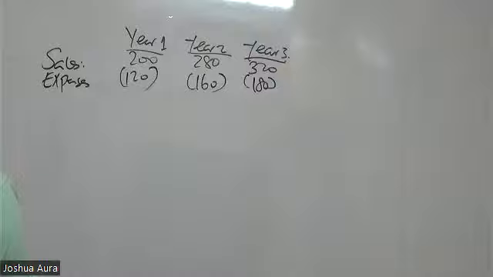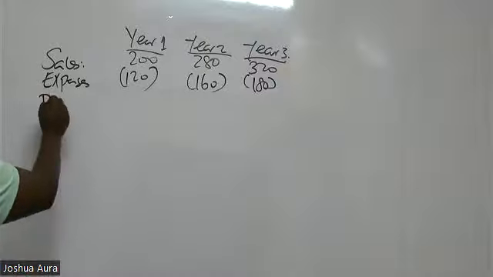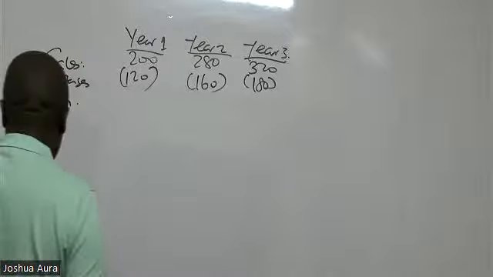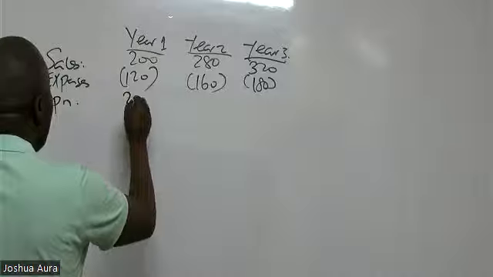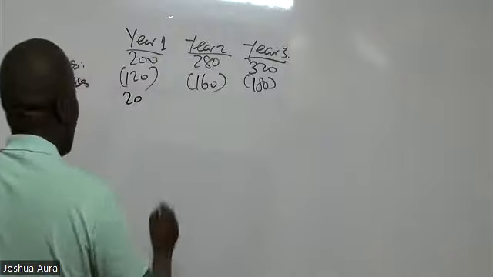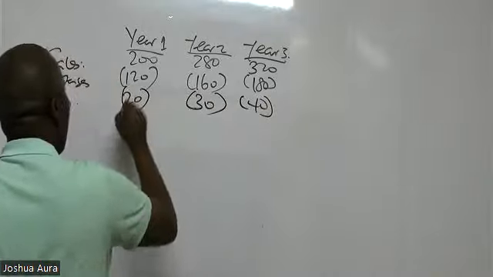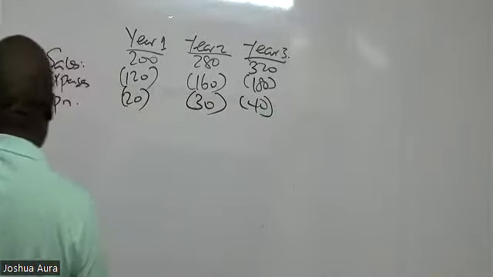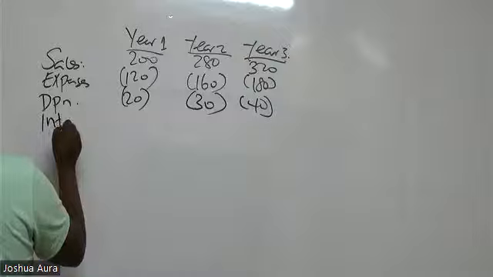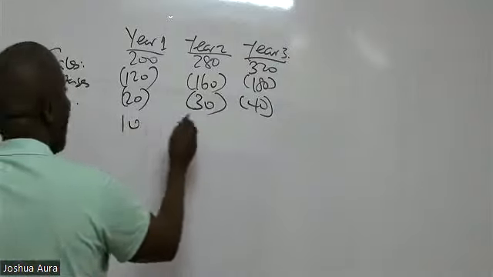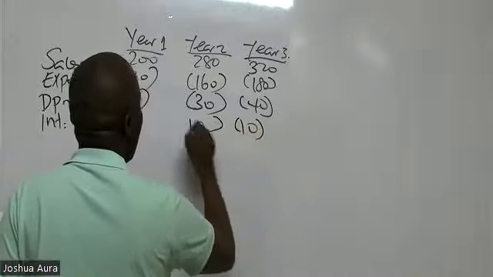And then I can see my capital allowance, that is depreciation. Depreciation, ladies and gentlemen, is my capital allowance. I don't like using the word capital allowance. So depreciation, I can see 20, 30, 40, it's a deductible item. I deduct like that. And then I can see interest charge, 10, 10, 10.